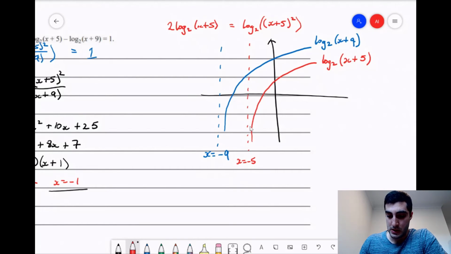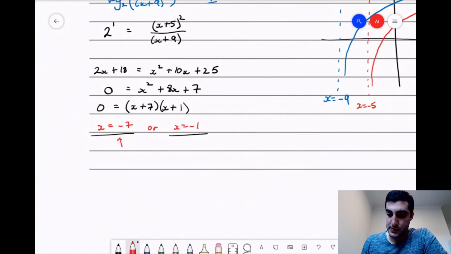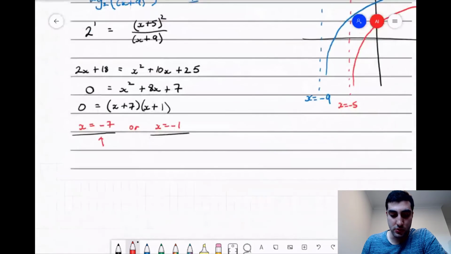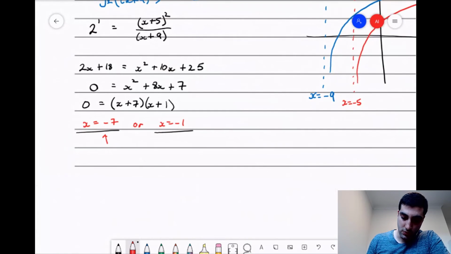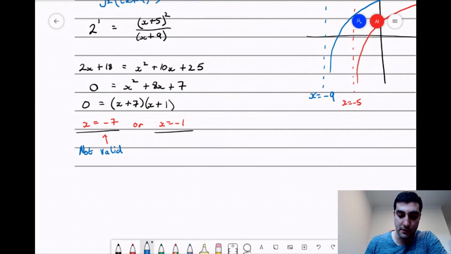Well, we can see between minus 9 and minus 5, it's only the function in blue that exists. So therefore, this other solution can't be valid. That's a graphical representation of why it can't be valid. It's good to state a brief reason, or at the bare minimum say it's not valid and identify the fact that this solution can't be possible.